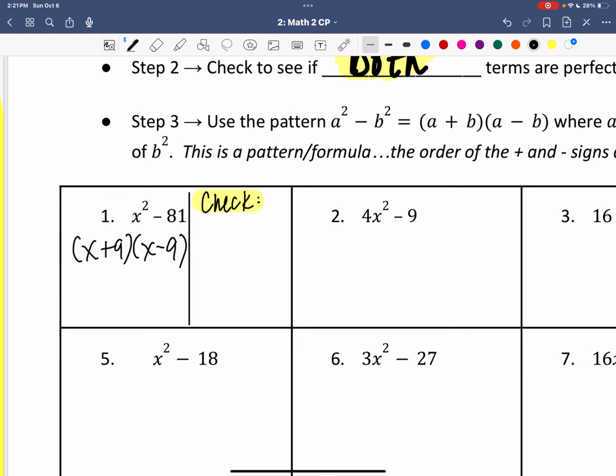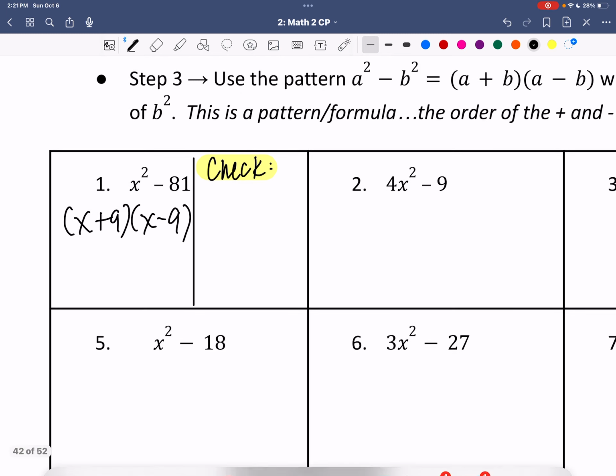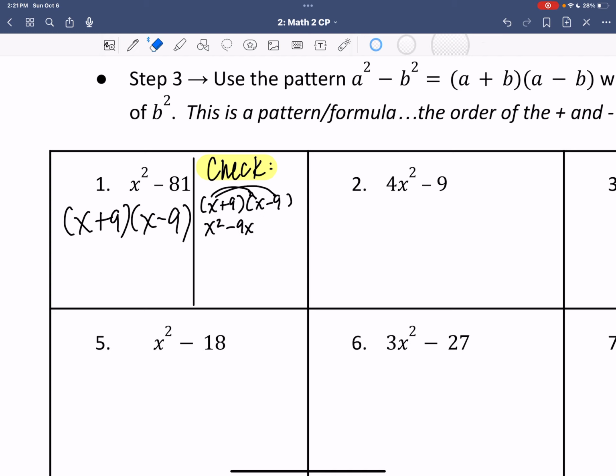All right, so now let's just check it. So this is factored, so if we were to check this, you distribute to here, x squared, and then you distribute to here, minus 9x. Then you go ahead and you distribute here. Oops, that's really bad.